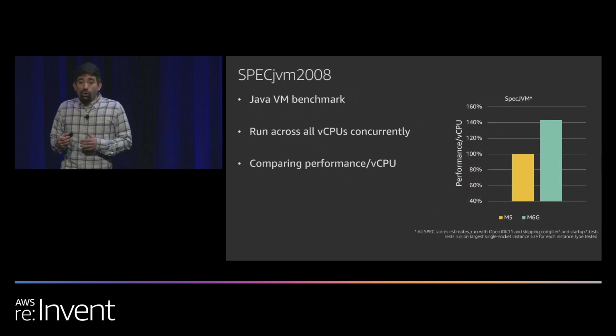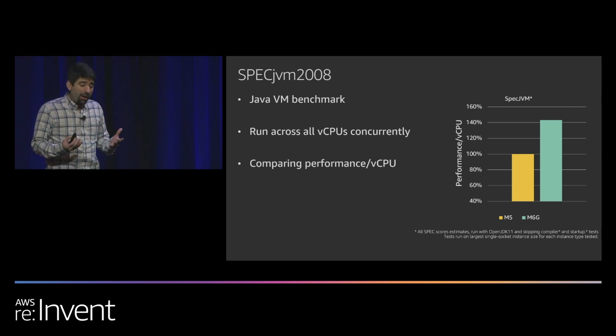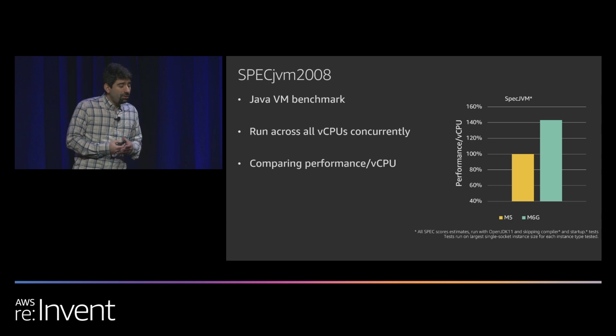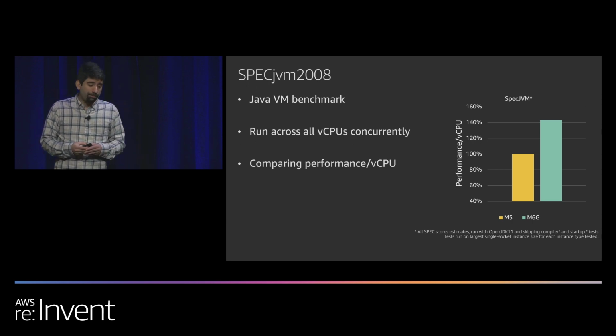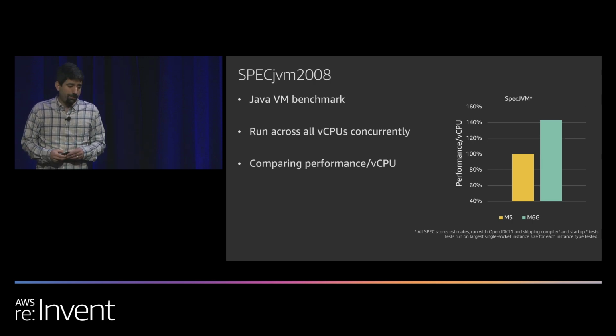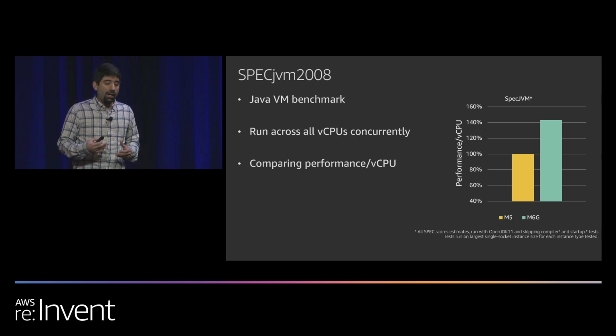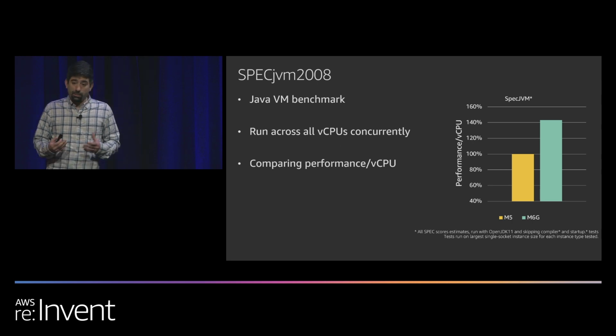Now, there's a lot of Java in the world. We run a lot of Java internally. We wanted to get some idea of how it performs on Java workloads. So we looked at SPECjvm2008. These are micro benchmarks that do everything from cryptography to serialization and XML processing. And similarly, you can see here the M6G is performing about 42% better than an M5 on these workloads per vCPU.